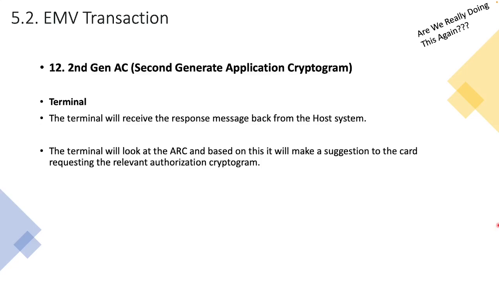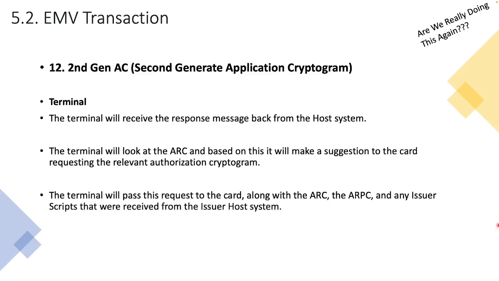Okay, and the terminal will basically say, okay, the issuer host has indicated that we should approve the transaction, and so just based on what the issuer host has responded, the terminal will now make a request or suggestions to the card that we should complete the transaction accordingly. So let's assume that the issuer host said let's approve the transaction. The terminal won't do any further risk management or anything like that. Right? It will just take the issuer decision, and it will then tell the card, based on what the issuer host has told me, I now request that you generate a TC, an approval, right?